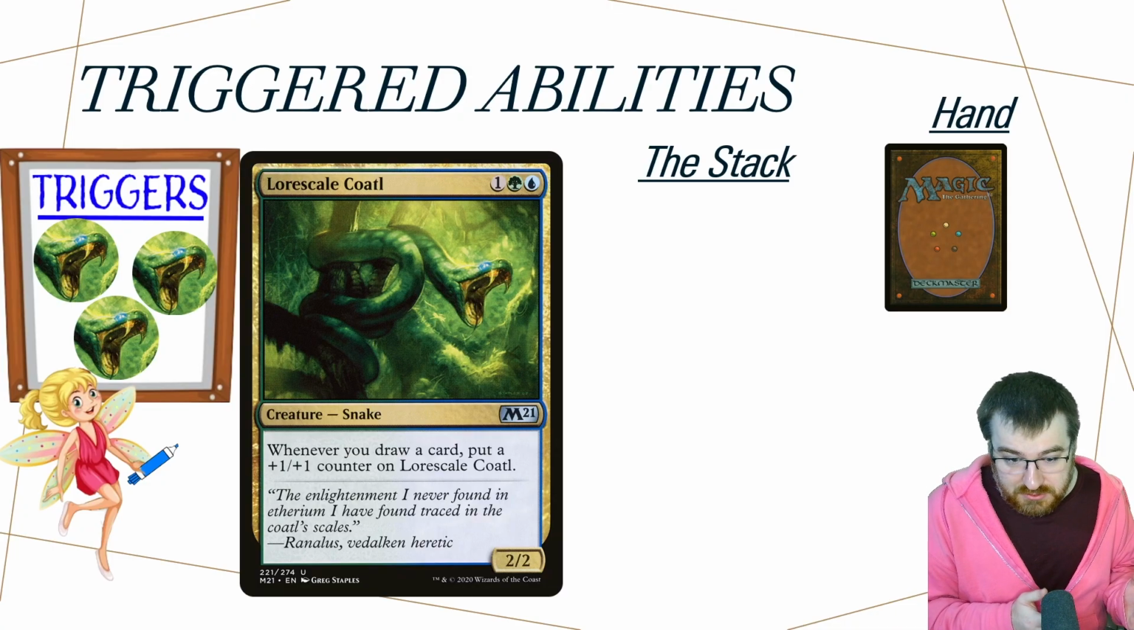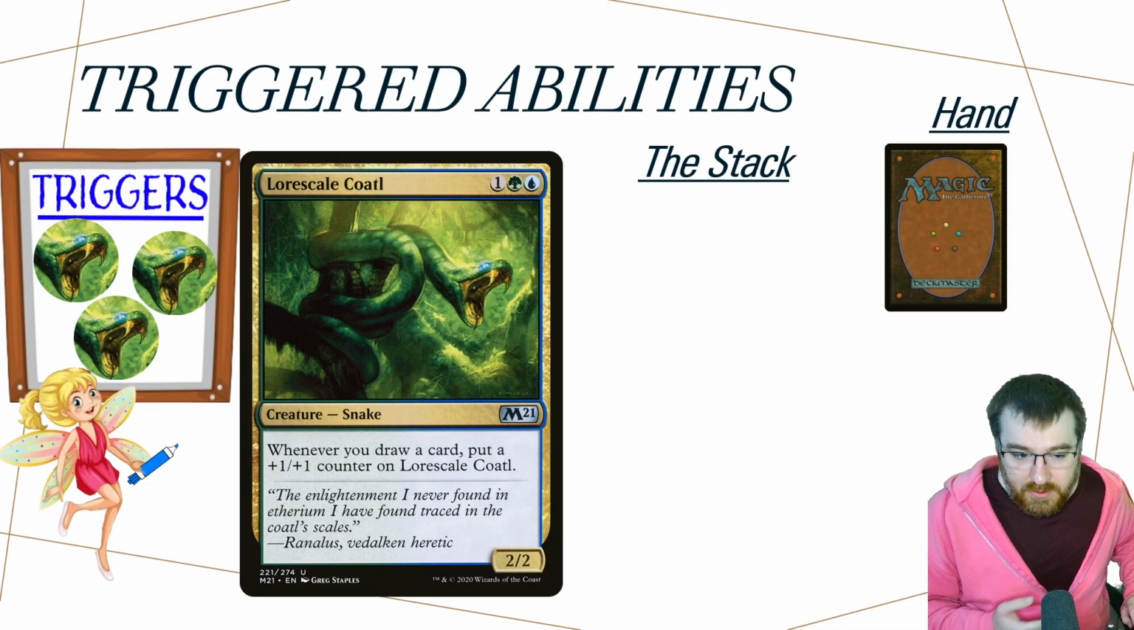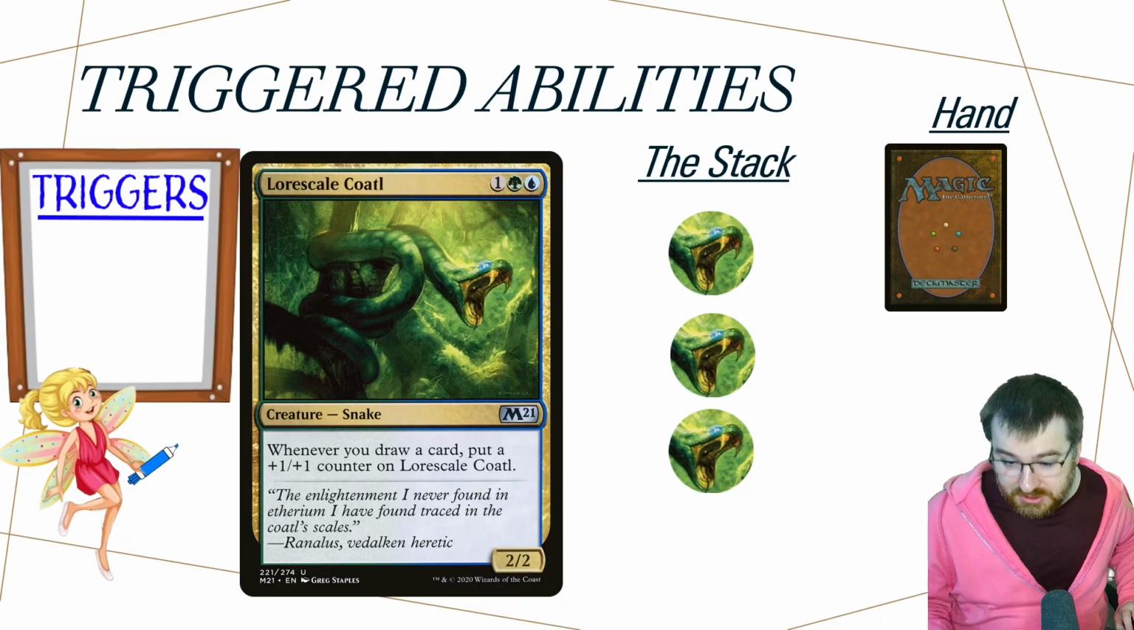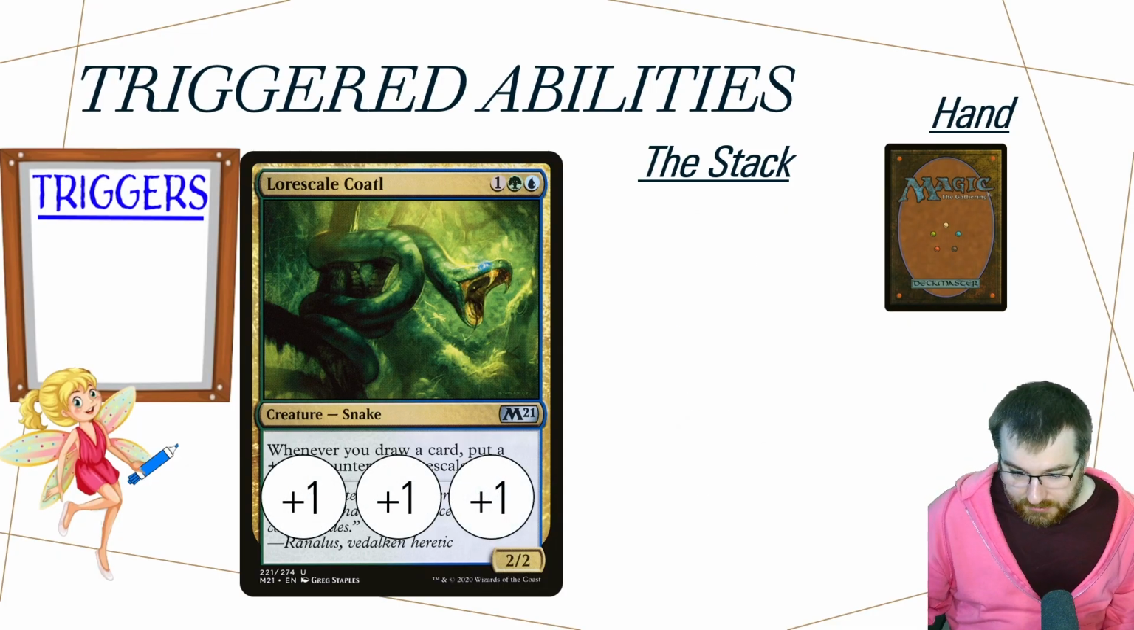So after we finish resolving Brainstorm, but before I get priority, the triggered ability fairy will move those triggers onto the stack in any order I choose. And assuming nobody wants to respond, those triggers will each resolve individually.